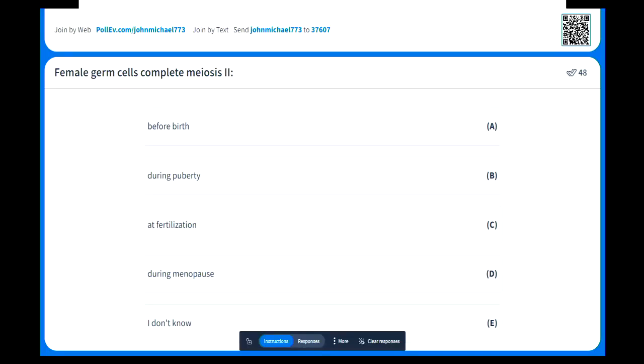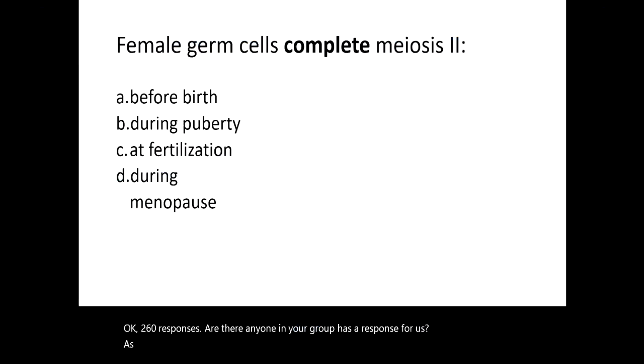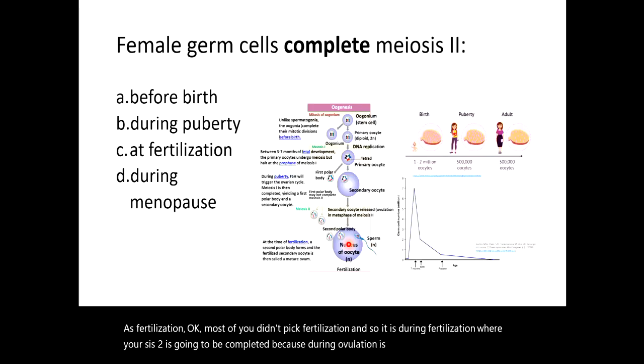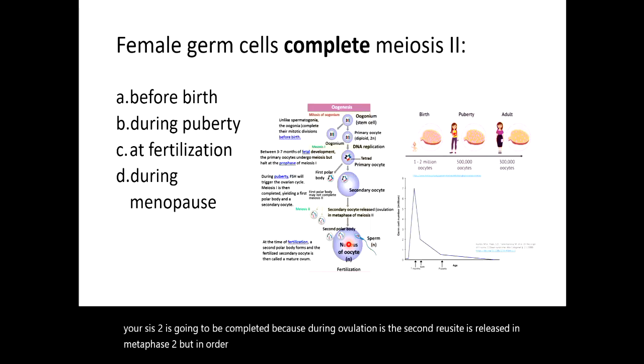At fertilization. Okay, most of you did pick fertilization, and so it is during fertilization where meiosis II is going to be completed, because during ovulation the secondary oocyte is released in metaphase 2, but in order to complete meiosis II it happens only at fertilization.